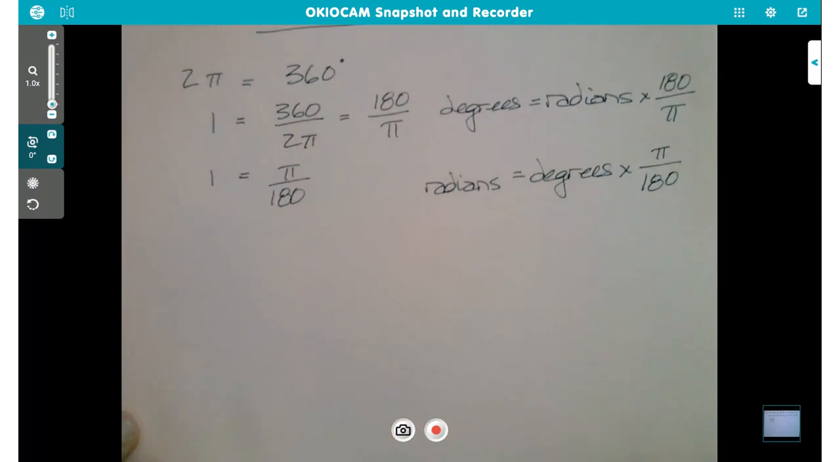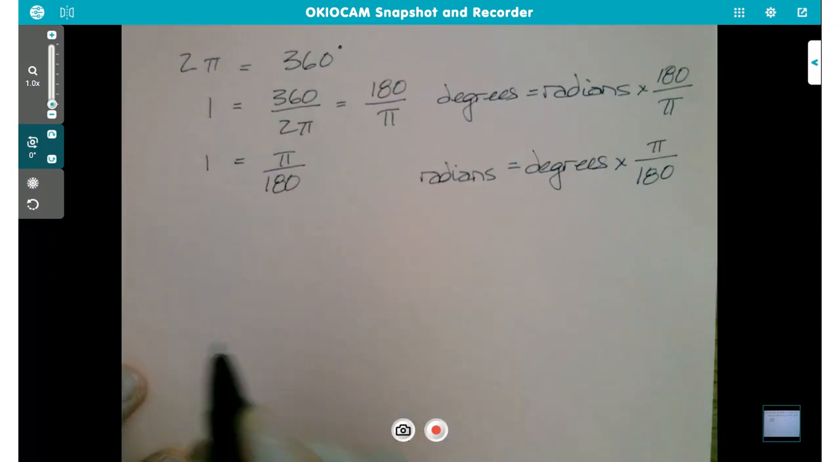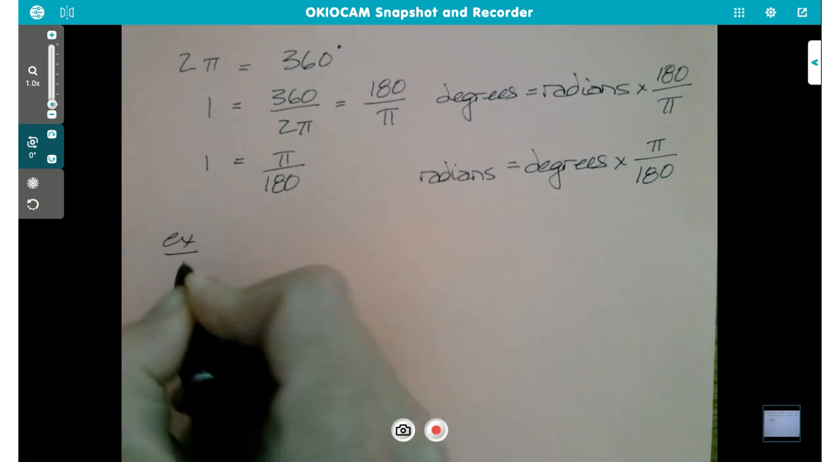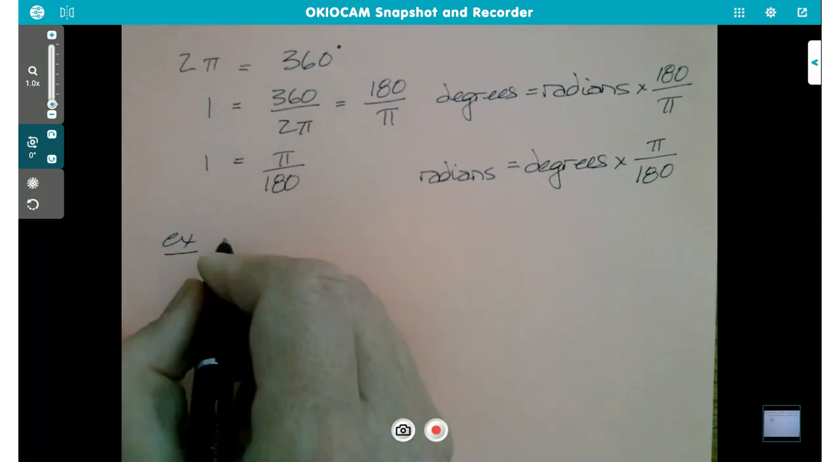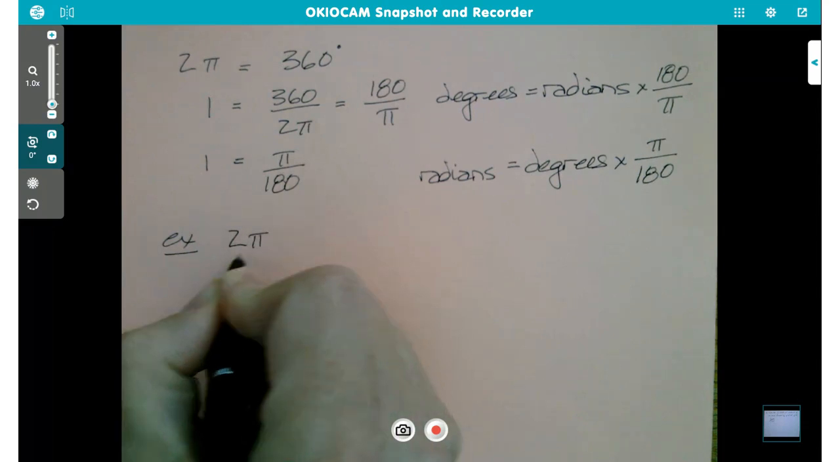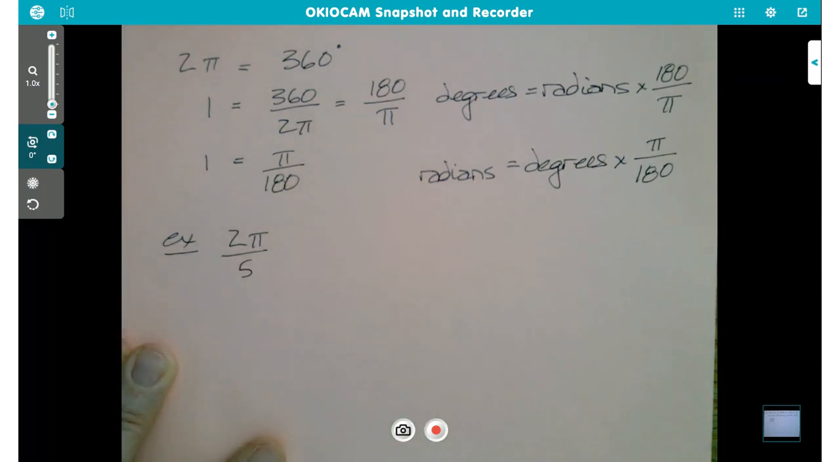Let's just do one real quick here, each way. Suppose I have an angle that I know has a measure of 2 pi over 5 radians. 2 pi over 5 radians. How big is that? I don't know. I know about how big 1 radian is, but this isn't that. So let's see.